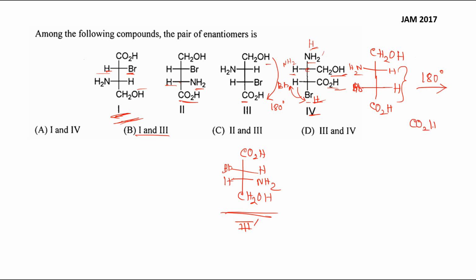Then you will see CO2H will be coming here, CH2OH is here, H, sorry, Br and NH2. But whatever we do, H is always on the same side. Even if you do not rotate it, actually it will be the same. So only this chiral center is the same as molecule 1, but not the other chiral center. So these two are diastereomers, not enantiomers. So 1 and 3, these two will be correct.